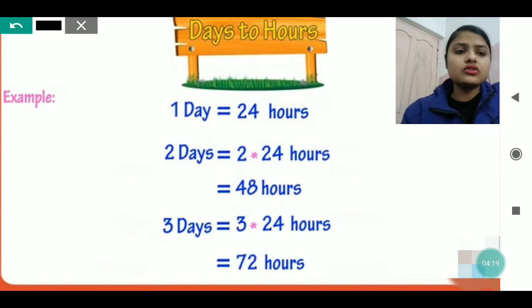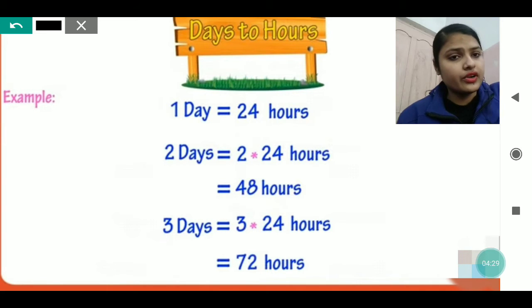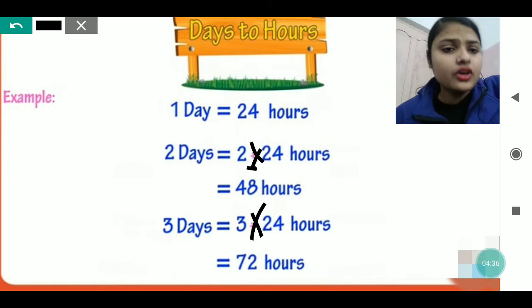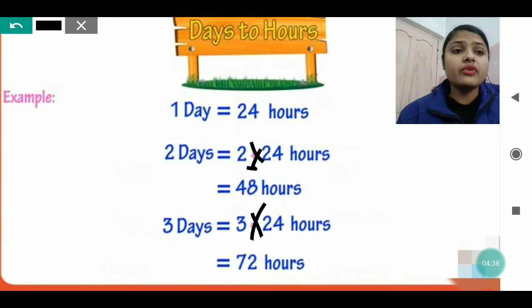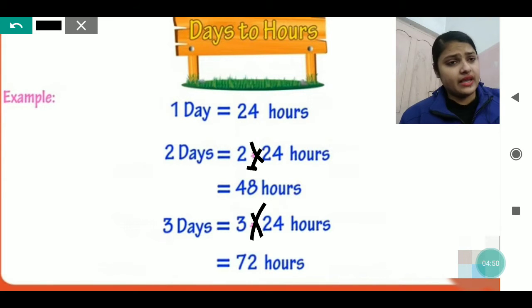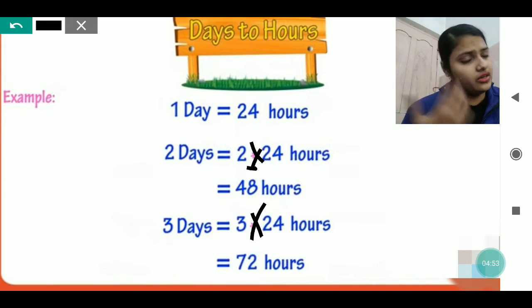In the same way, this has also been done. You can see one day equals 24 hours. If you have to find how many hours are in 2 days, then we will do 2 into 24. Here this asterisk sign is given. This means into, my dear. Don't get confused. It is into. So 2 into 24 will be 48. So 48 hours are there in 2 days. Similarly, how many hours are there in 3 days? Same thing, 3 into 24, that is 72 hours in 3 days. In the same way, you can find out 4 days, 5 days, and the rest of the number of days.